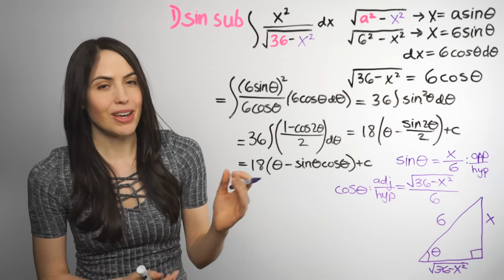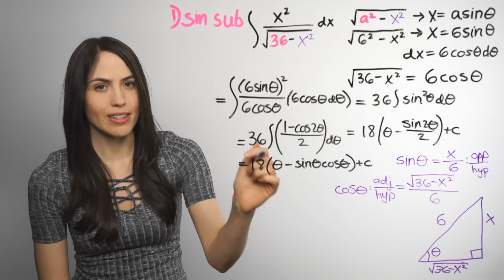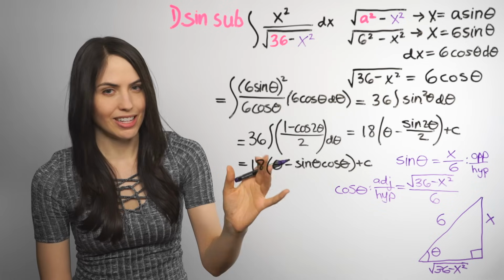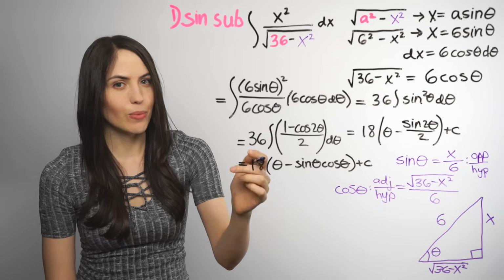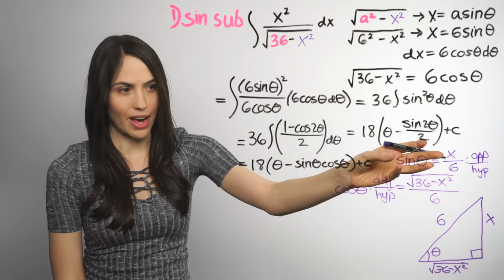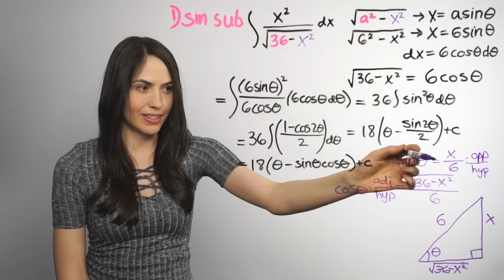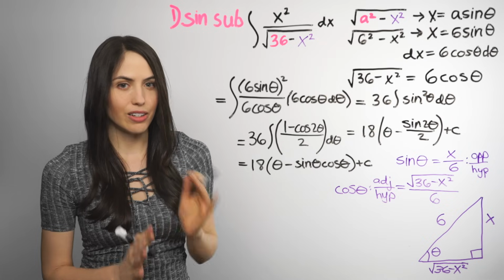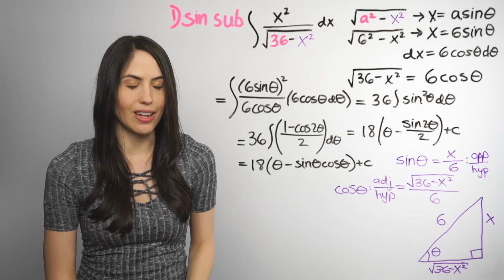Seems like we should be done, but there's this theta left here by itself, and we can't just leave it like that. So how do we do it? Well, if you see one like this, you can take any trig function you have, like sine theta is x over 6, and just use the inverse trig version of it to get theta alone.